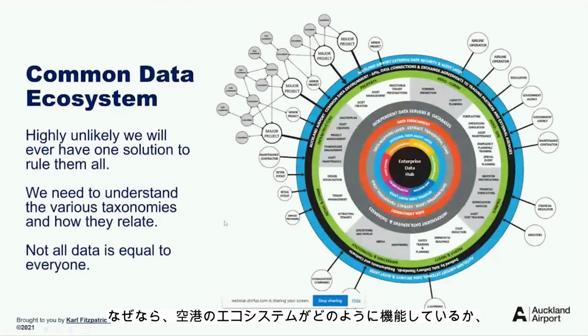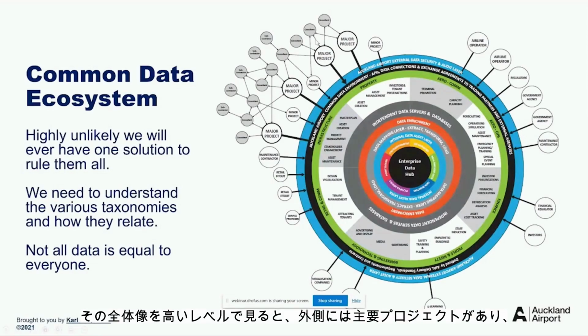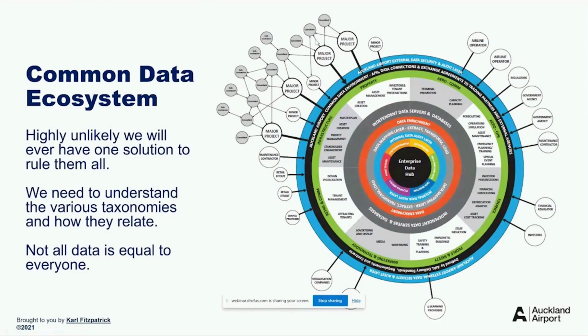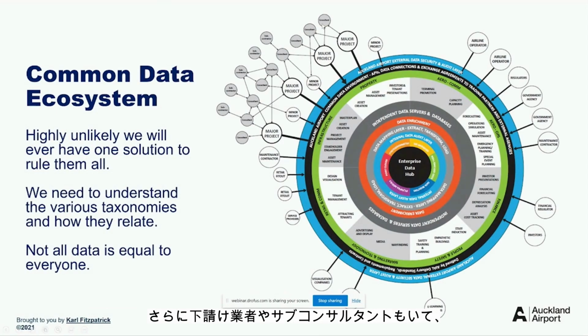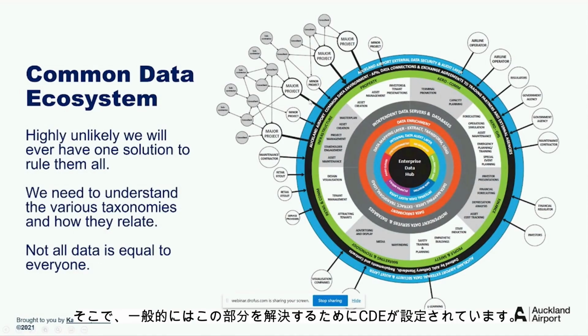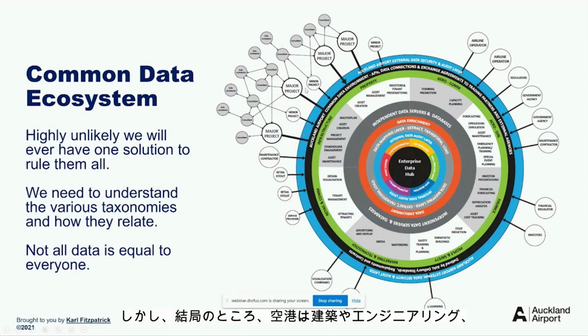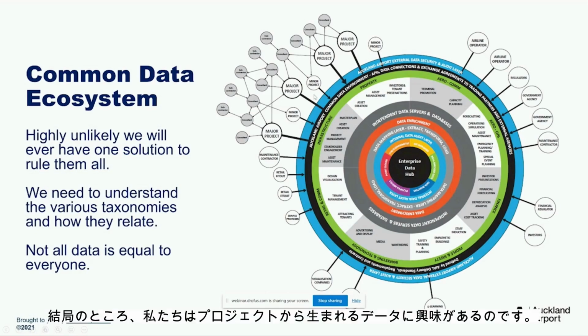cover, if you look at a high-level view of how an airport ecosystem works, on the outside here, we have major projects and minor projects being delivered by various consultants, and then they have subcontractors and sub-consultants, all feeding in, and you might have multiple consultants working on multiple projects at the same time. So typically the CDEs sit to solve this part of the problem, but at the end of the day, the airport's not in the game of architecture, engineering, and construction. So it's running an airport and basically a small city. So at the end of the day, we're interested in the data that's coming out of the projects.